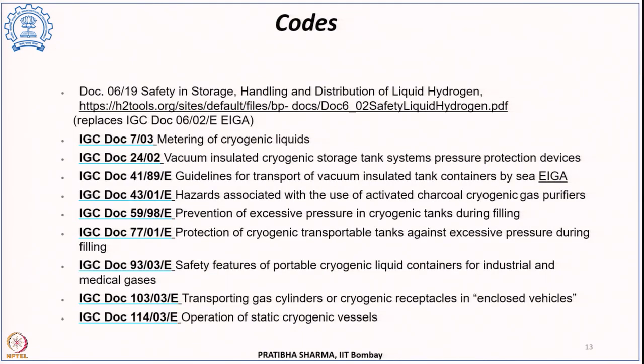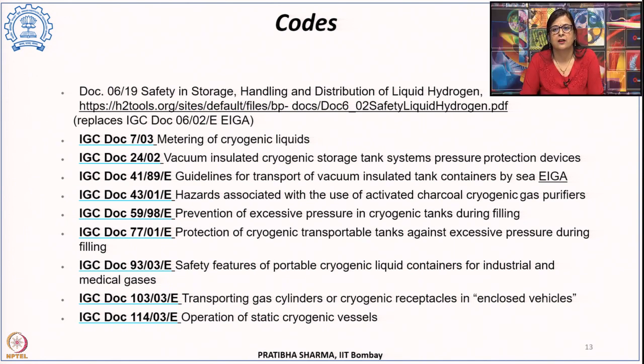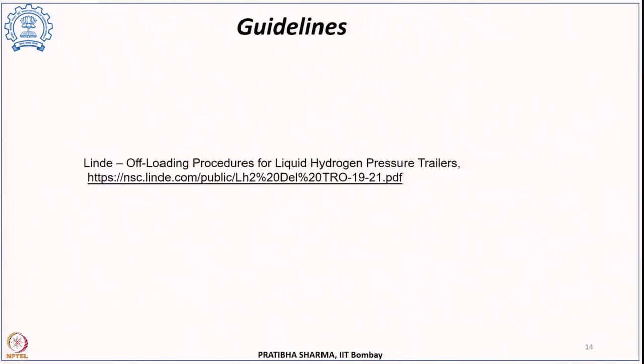And similarly, there are different other codes which are being utilized about the metering of cryogenic liquids, about cryogenic storage tanks, the guidelines for transportation of vacuum insulated tank containers, the hazards associated with cryogenic gas purifiers, and the prevention of excessive pressure in cryogenic tanks. And then there are several codes and guidelines so as to ensure the safe usage of hydrogen.